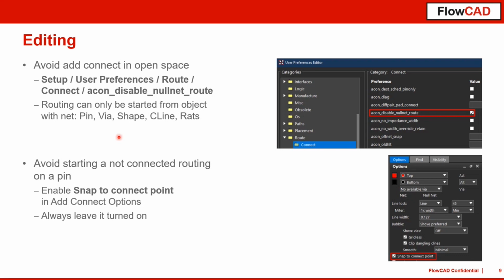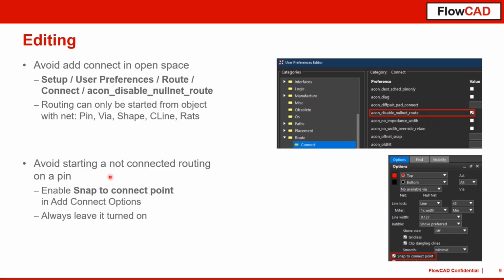And this can be avoided by, again, a user preference. So under user preferences, route connect, there you have a user preference which is not allowing this, so to say. And you always have to start on a pin or a via or whatever. So this is sometimes a nice setting.